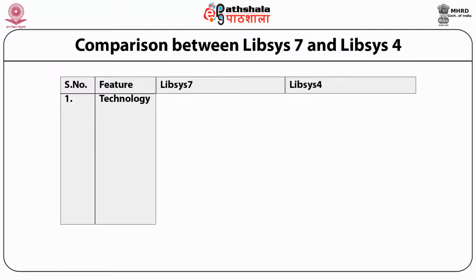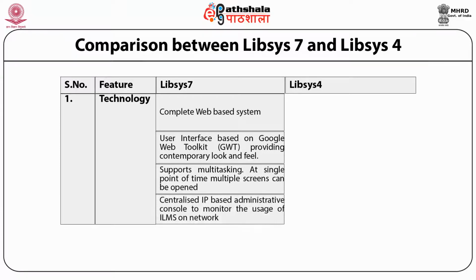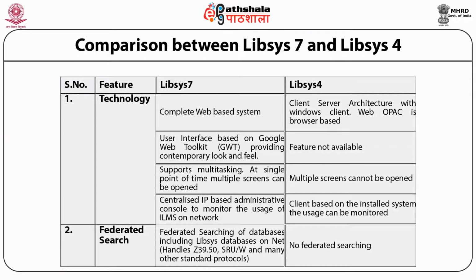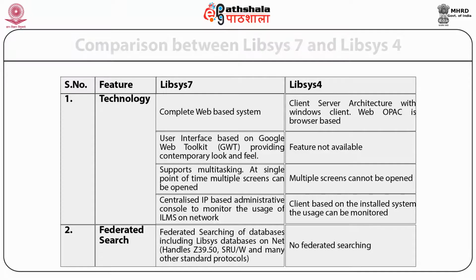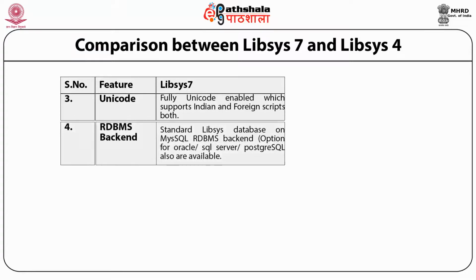Technology-wise Lipsys 7 is superior as it is a complete web-based system and uses a user interface based on Google Web Toolkit. Version 7 supports multitasking and has a centralized IP-based administrative console. It also provides federated searching of databases, including Lipsys database on net, which has not been available with the Lipsys 4. Lipsys 7 fully supports Unicode for Indian and foreign scripts both and provides an RDBMS backend.